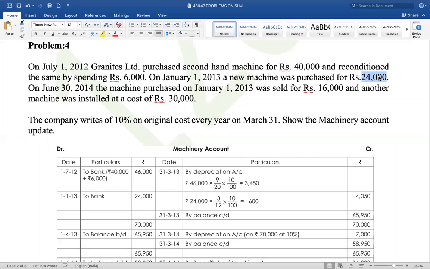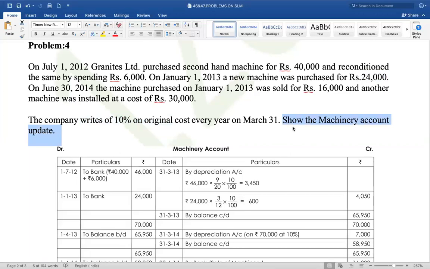The old machine of 24,000 is sold, and another machine is installed at a cost of 30,000. The company writes off 10% on original cost. Writes off means provides depreciation or calculates depreciation. So it writes off 10% on original cost every year on 31st March. Show the machinery account. Actually, this is what accounting for the depreciation is.